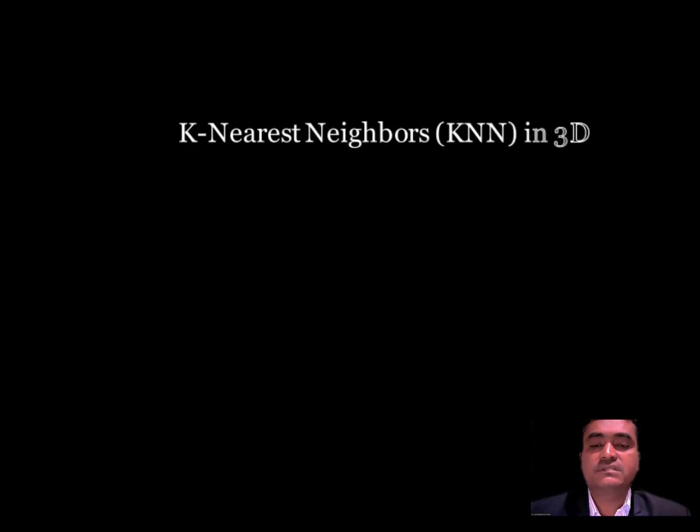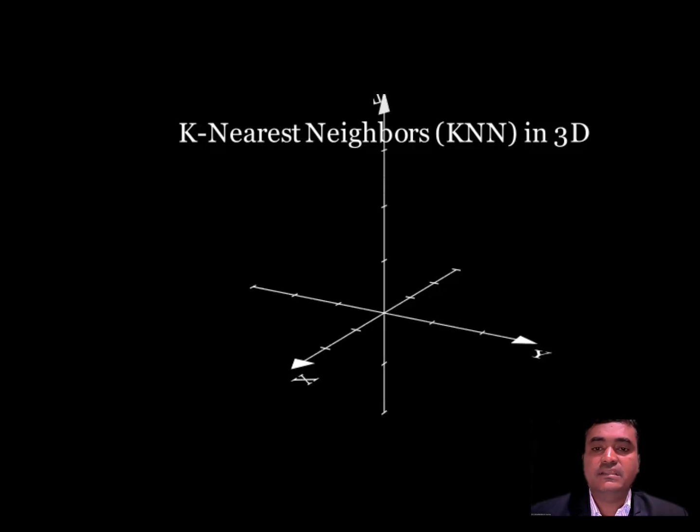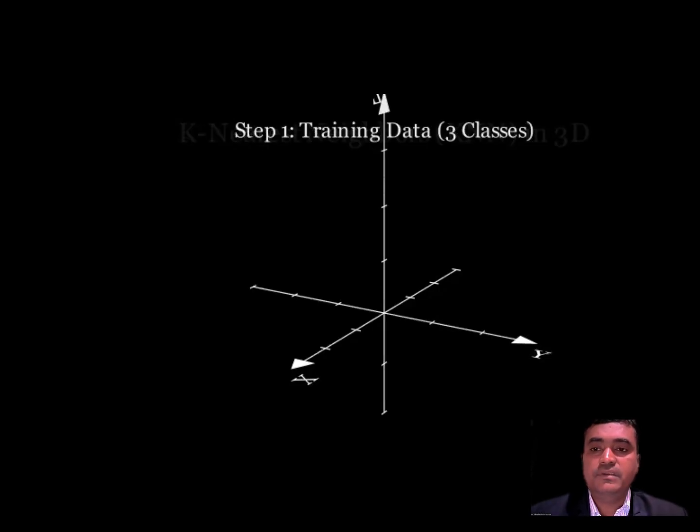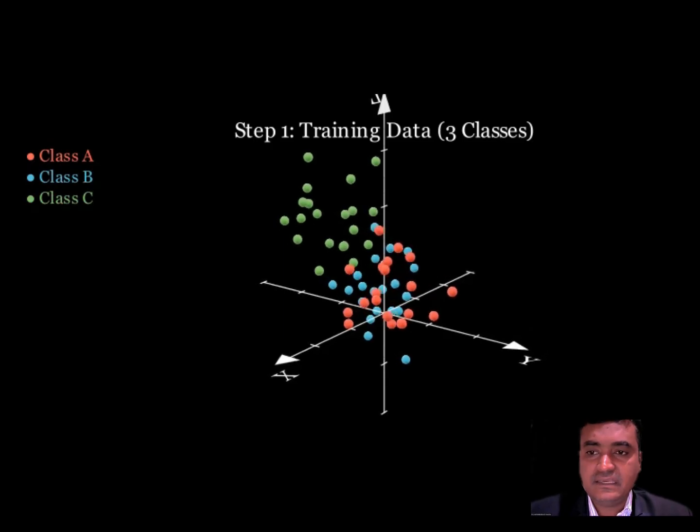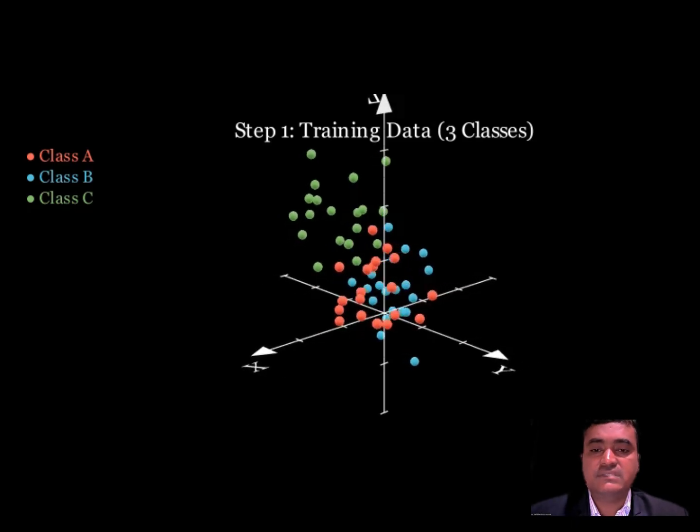Today we are going to discuss the concept of K nearest neighbor. Imagine you are standing in a room full of people and you need to figure out which group someone belongs to just by looking at where they are standing. The K nearest neighbor algorithm works exactly like this.